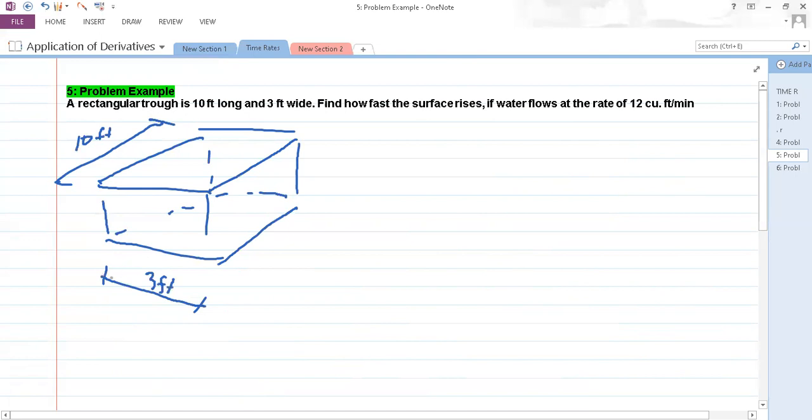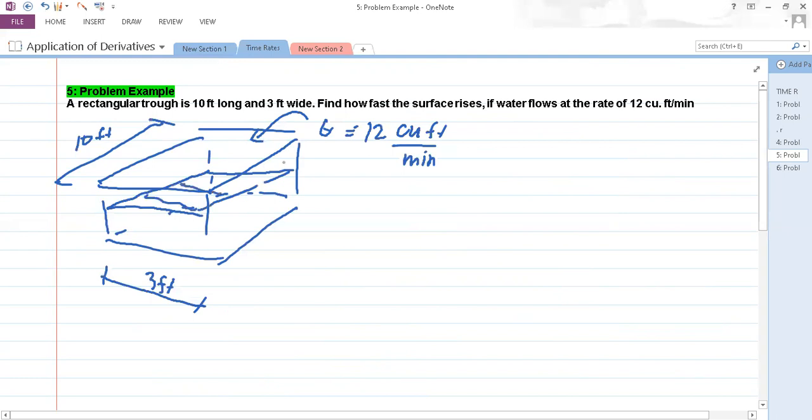Okay. So how fast though does the surface rise if water flows at a rate of 12 cubic feet per minute? So meron tayong water which has a rate of 12 cubic feet per minute. So if that is the water, how fast will this rise? Okay. So how fast does this water rise if our water flows at a rate of 12 cubic feet per minute? Okay, so the flow rate, 12 cubic feet per minute, is actually the derivative of our volume with respect to time.